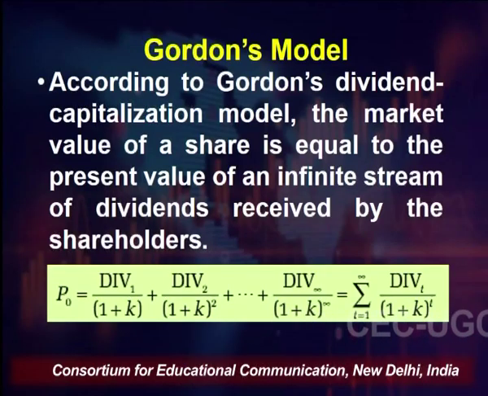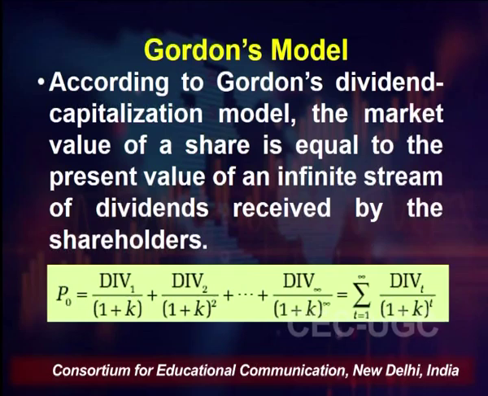According to Gordon's dividend capitalization model, the market value of a share is equal to the present value of the infinite stream of dividends received by the shareholders. This condition can be represented with the help of this equation presented on the screen, where the price of the share is equal to the dividend declared at the end of the first year converted into present value terms by dividing it by 1 plus k, plus the dividend declared in the second year, again converted into present value terms, and similarly we convert all the dividends declared to infinity into present value terms, and this combination gives us the present value of our share.